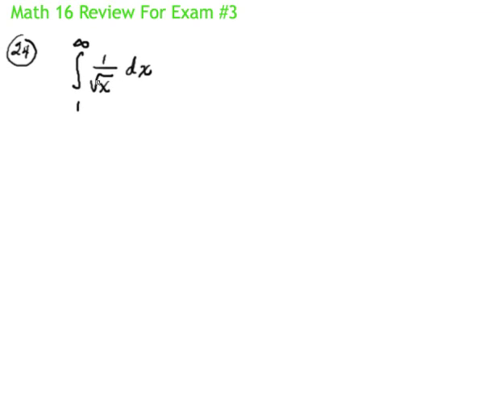Here we have the same integrand that we had in the previous problem, but different limits. So here we have an infinite limit, which makes this improper. And we'll replace that with an r. And we'll do the limit as r goes to infinity.